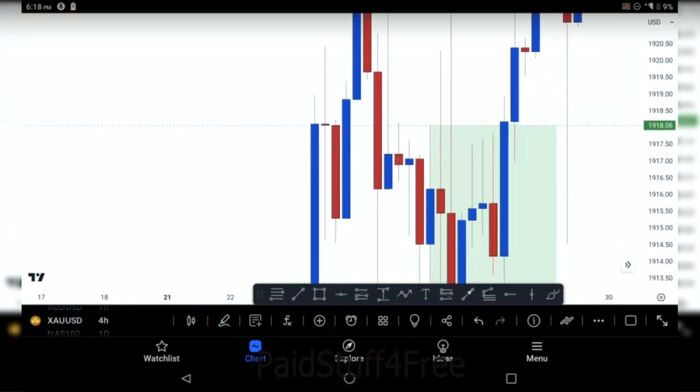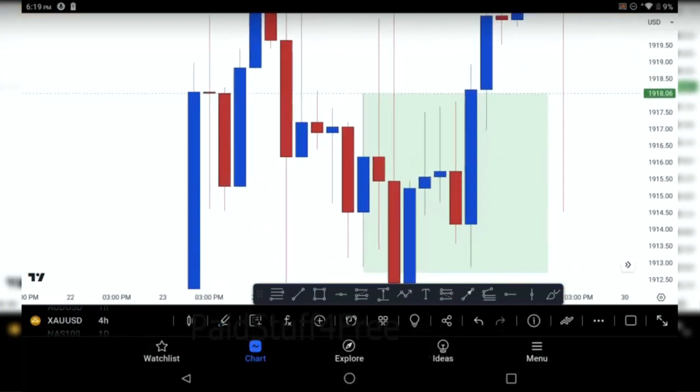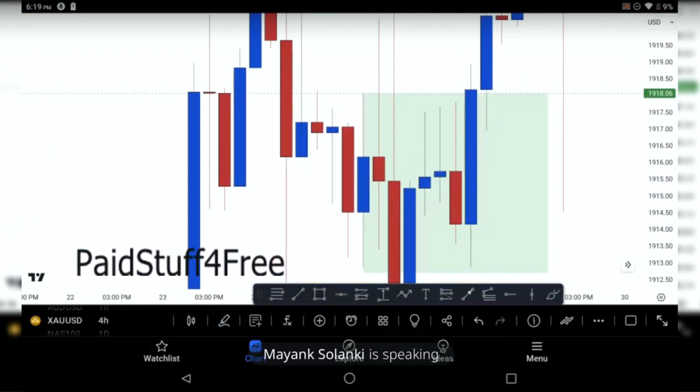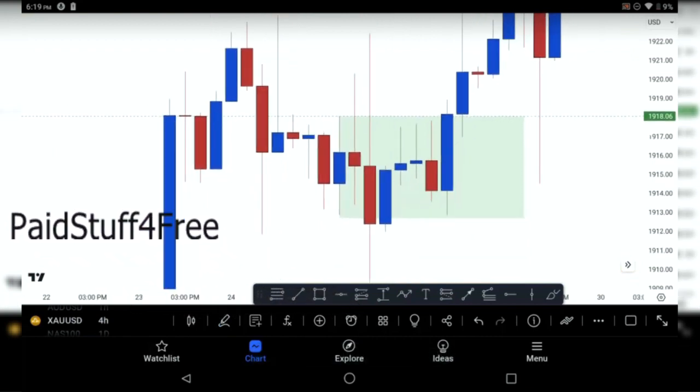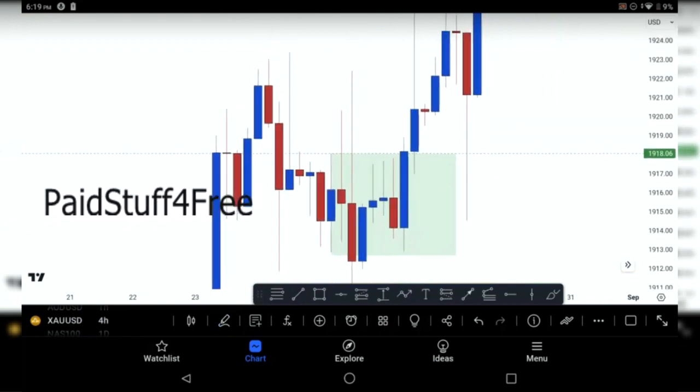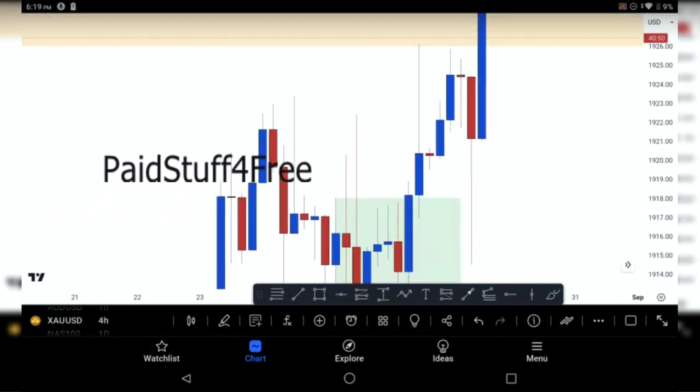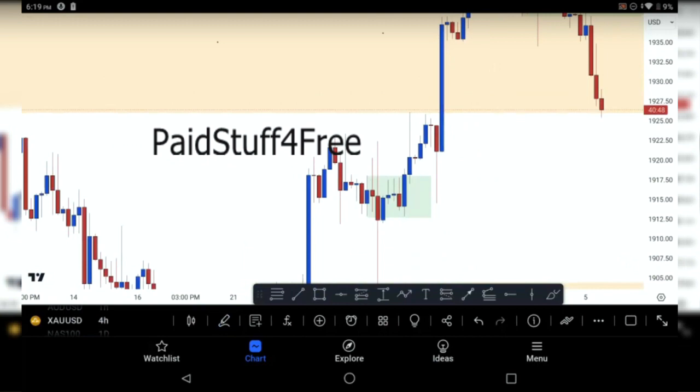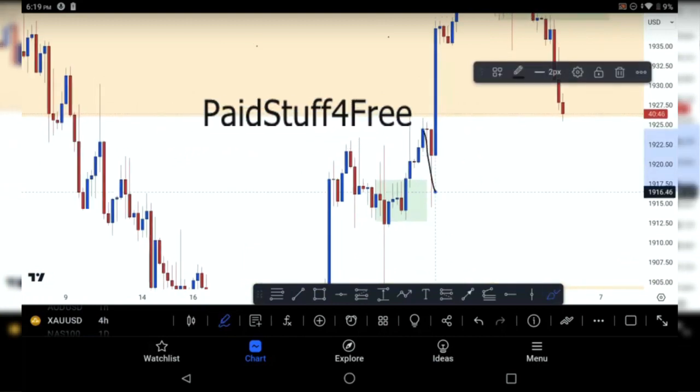Can you guys see that when price broke above that zone, what happened? Price tested that zone and was buying to the next zone. Even when this happened, this is a new candle.